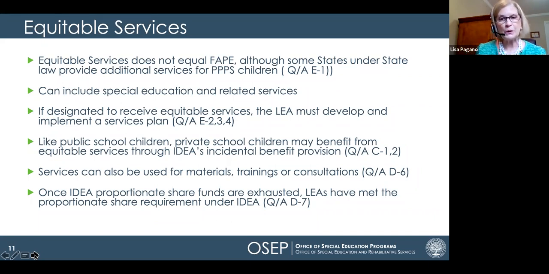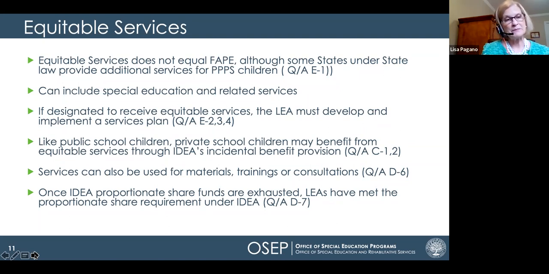I will tell you that, as Dan said, parents of children who are placed by their parents in private schools, and again, these are not parents who are looking for the LEA to pay for the placement. These are not kids for whom the LEA has said, we can't meet their needs, we're going to place them in a private school and we're going to pay for it. These are parents who have said, I'm choosing a private school education for my child, and I know that my child is not going to receive FAPE.